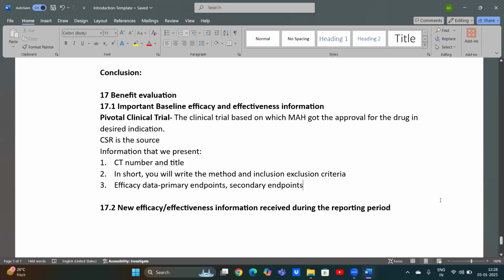Then let's go to section 17.3. Characterization of benefits. Right? Yes, sir. So what should go here? Characterization of benefits. What information will we present here? Any idea?